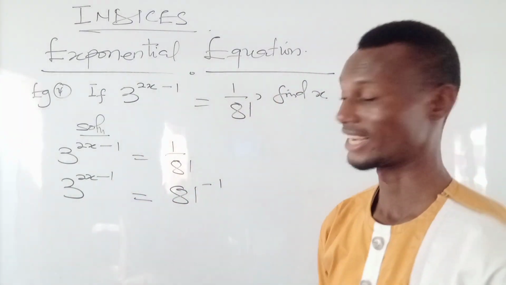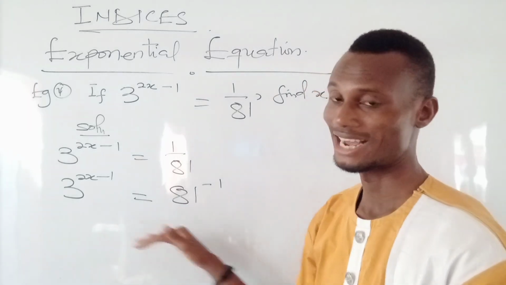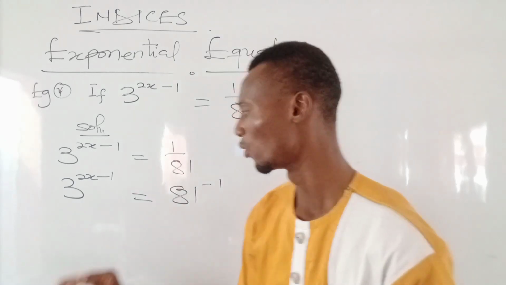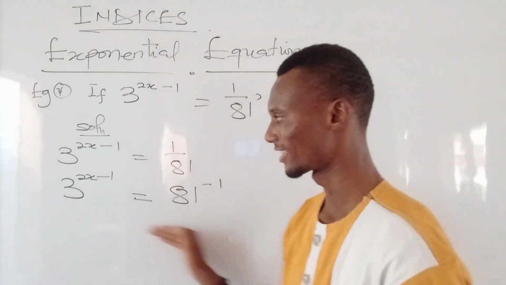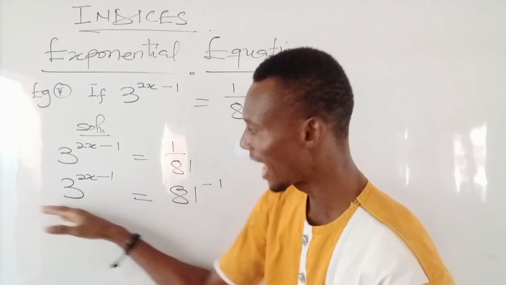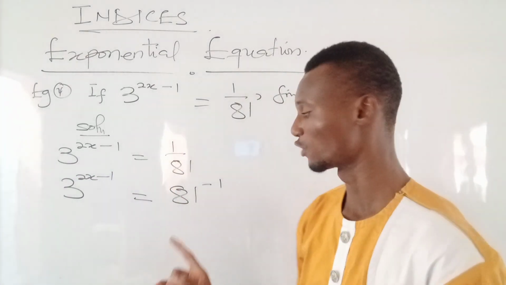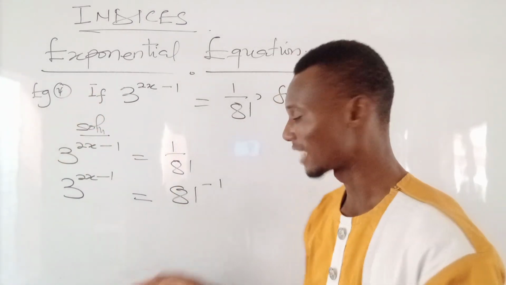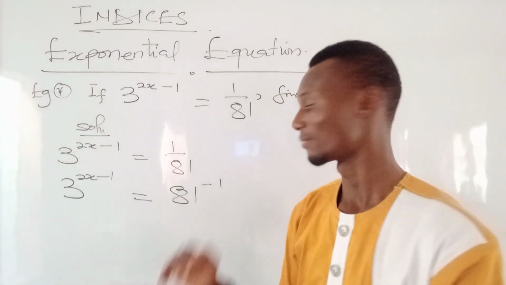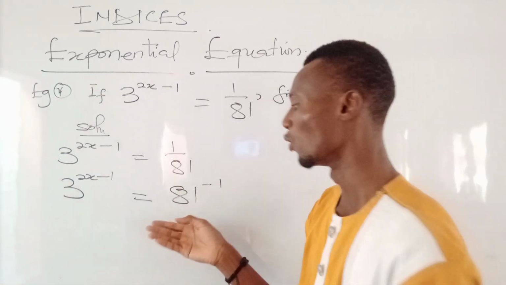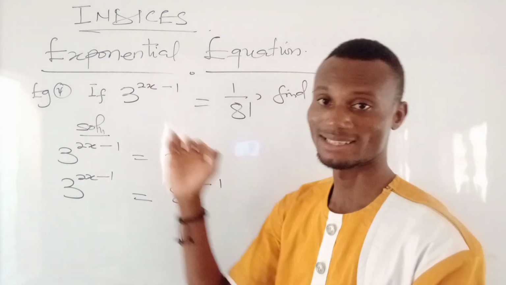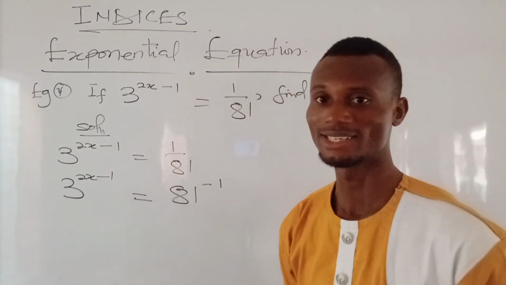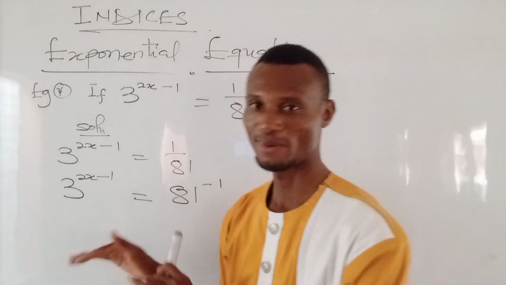Very simple. Now from here we need to make sure that the bases are the same, then we can equate the powers. So this 81, I'll write it as 3 to the power something, because until they have the same base, we cannot equate the powers. In other words, I'll express the 81 as a product of prime factors. I'll write this 81 as 3 to the power something, so that it will have the same base as this 3. Then we can equate the powers. I hope the explanation is clear enough.